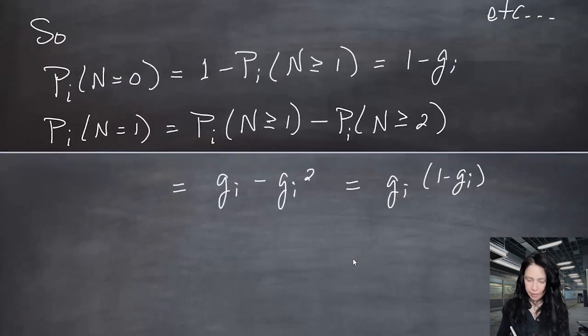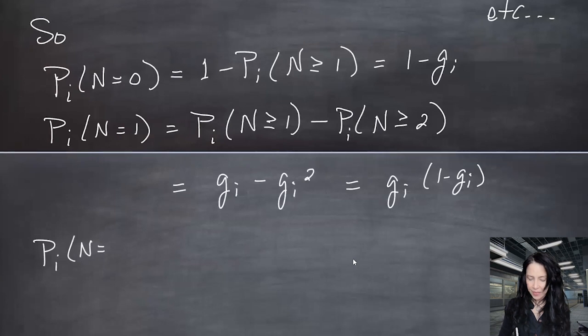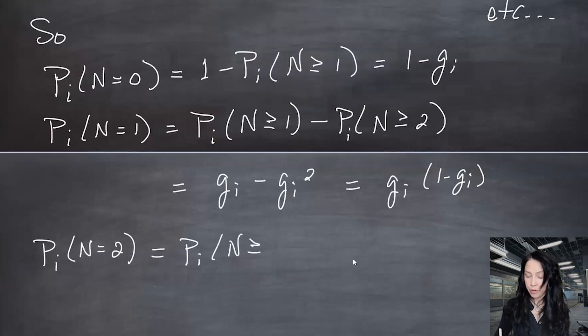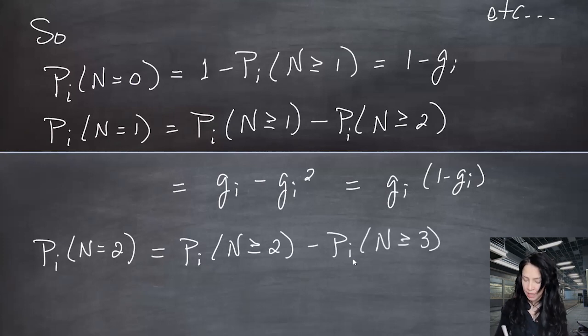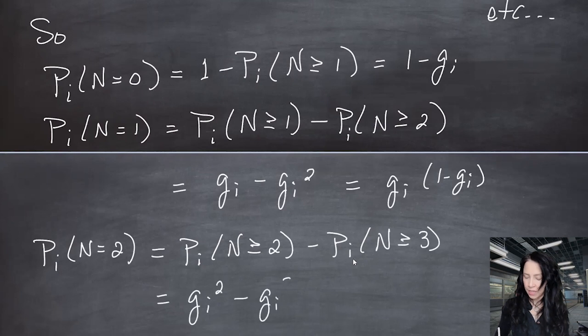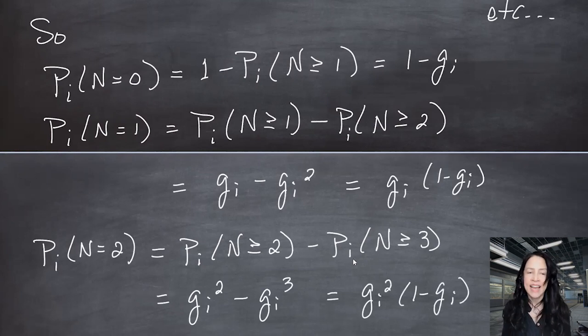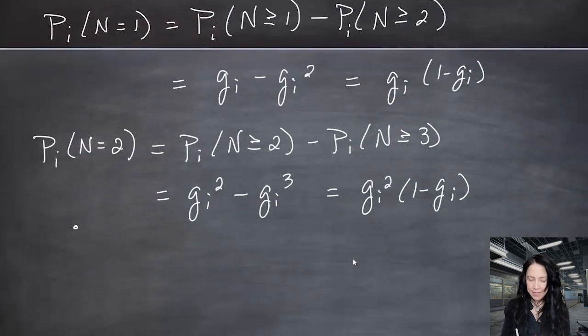Please indulge me for one more line before the dot, dot, dot. The probability that the number of returns is exactly two starting from I is the probability starting from I that the number of returns is greater than or equal to two, minus the probability starting from I that the number of returns is greater than or equal to three. And this is GI squared minus GI cubed. And if we factor out the GI squared, we can write it like this. And now I'll do my dot, dot, dot.